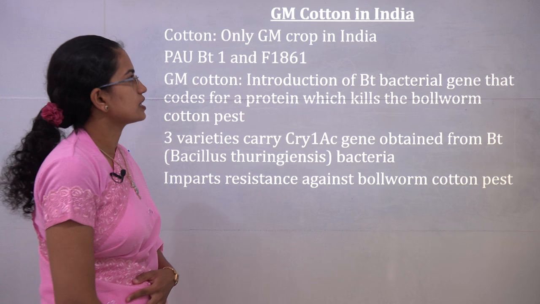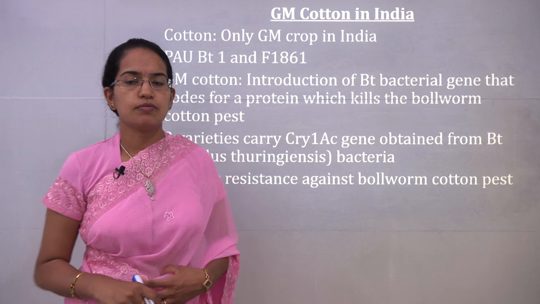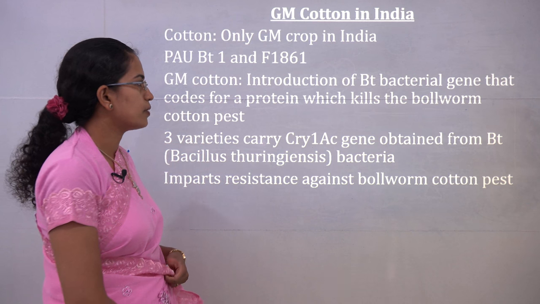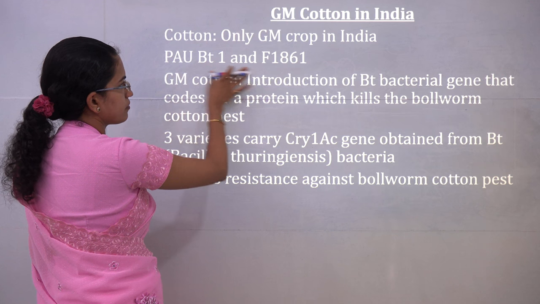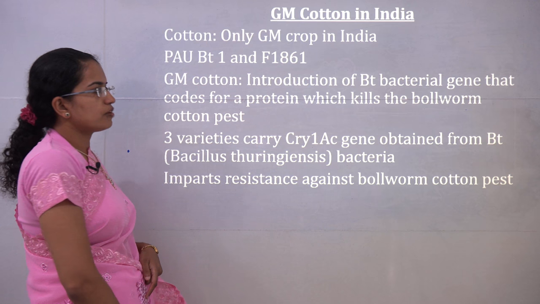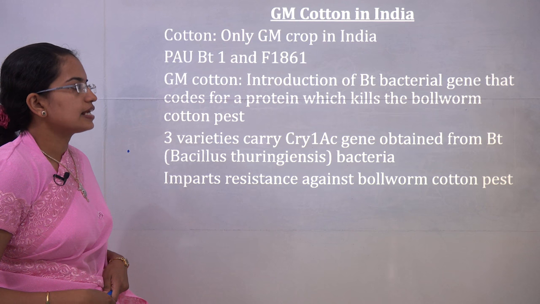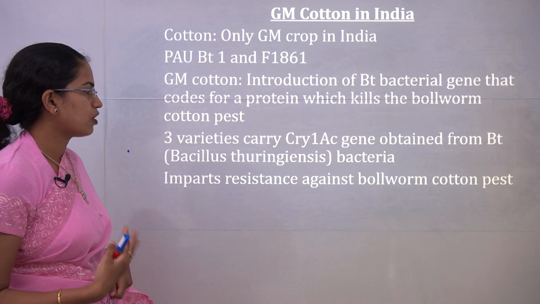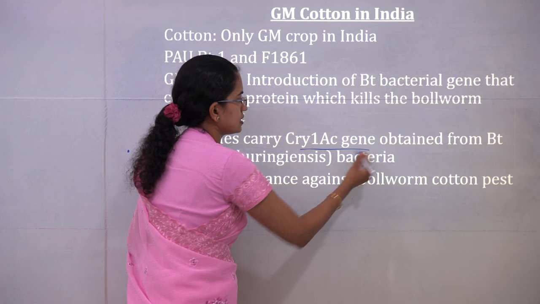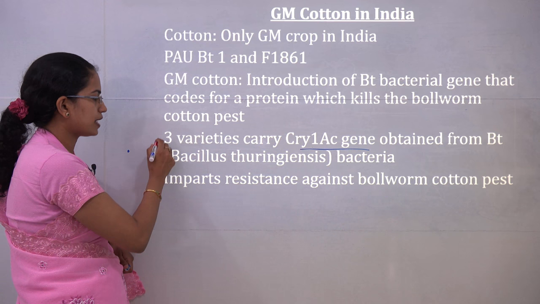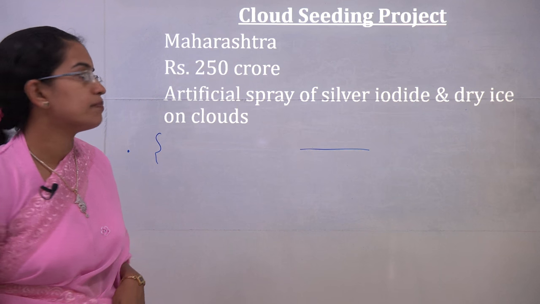The next is GM cotton in India. The only crop that has been accepted in India for genetic modification experiments, or genetically modified crop, is cotton. Now, two variants of these have been used, the PAW-BT1 and the F1861. Both of these are introduced with the Bt bacterial gene and they kill the bollworm pest that has been commonly seen. So, there are three varieties which carry the Cry1Ac gene, which is being obtained from this bacteria, and these impart the resistance against the bollworm pest.